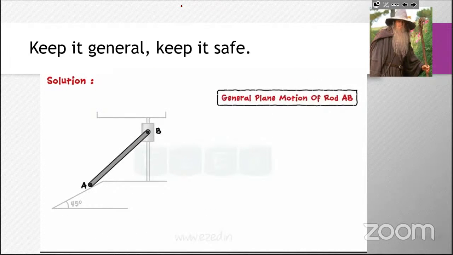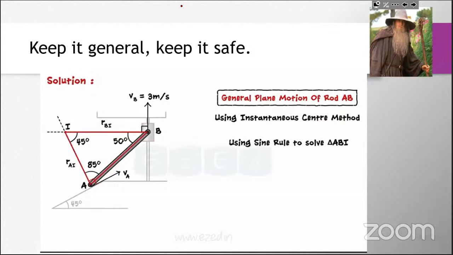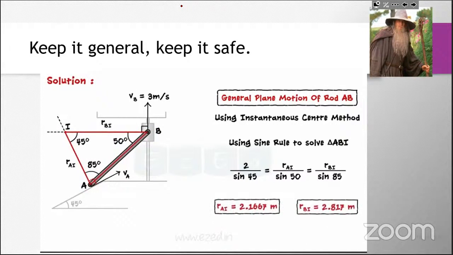Considering a general plane motion of rod AB, using instantaneous center method, step 1. We know velocity at point B, that is 3 meters per second. Also, the direction of velocity of point B and direction of velocity at point A. Step 2. Draw the perpendicular to the direction of velocity at point A and B. Let the point of intersection be I. Step 3. From the geometry, the radial length can be found out using the sine rule to solve triangle ABI. On evaluating, we get the radial distance.